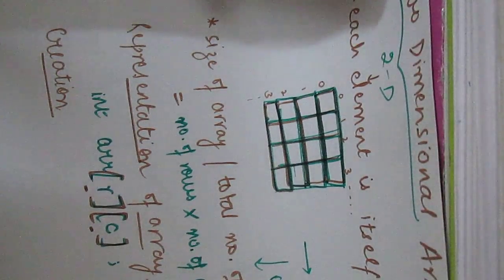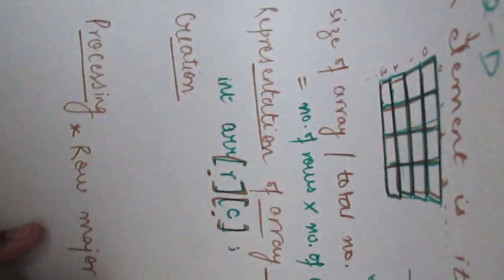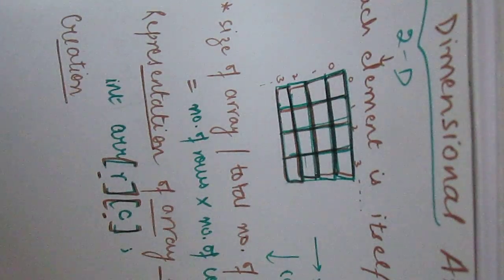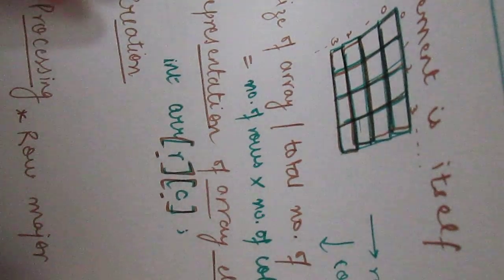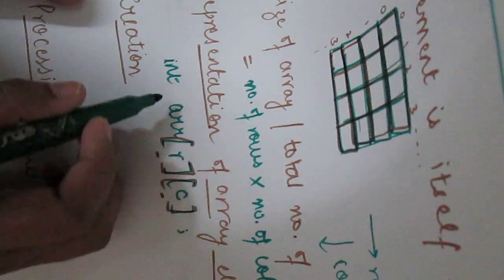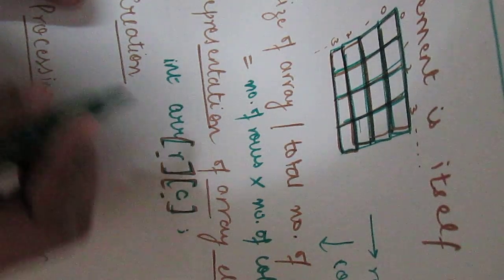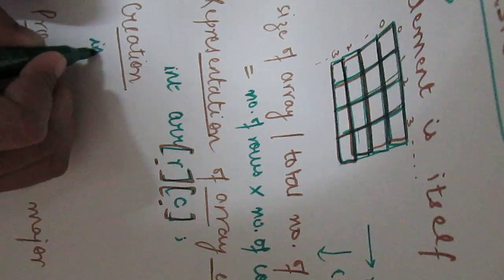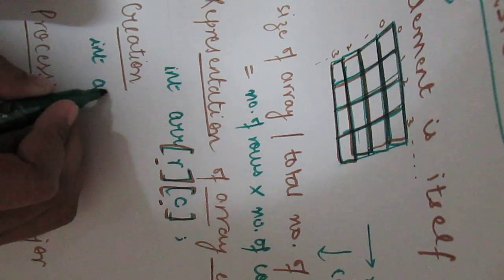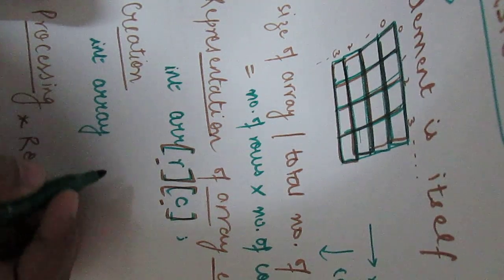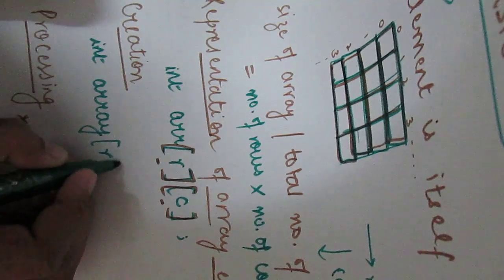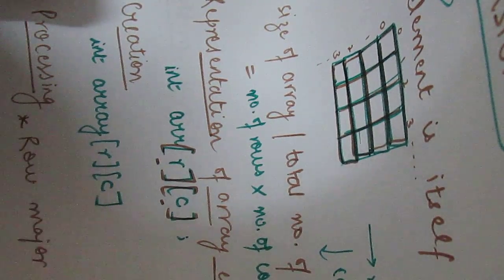Next we see the creation of a two-dimensional array. How will we create it? We'll just write what I have told you just now: the data type of the array elements followed by the name of the array. The name of the array could be anything, for example ARR or simply array, followed by the number of rows and then the number of columns in square brackets. So that's how we write.